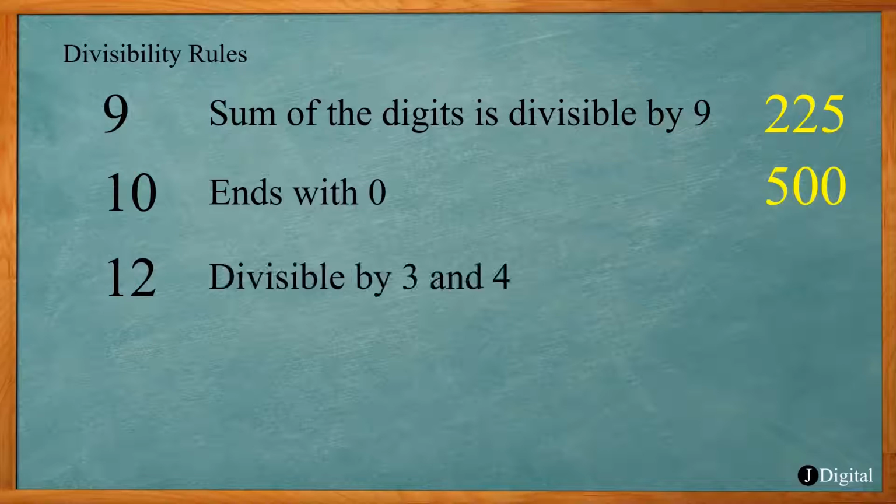If we look at 12, a number is divisible by 12 if it's divisible by 3 and 4. So remember our rule for 3, if the digits add up to a number that's divisible by 3, and divisible by 4 if the last two digits are divisible by 4. So for the number 228, we add the digits together. 2 plus 2 is 4, 4 plus 8 is 12, 12 is divisible by 3. Okay, so that's good. If we look at the last two digits, 28, 28 is divisible by 4. So this number is divisible by 3 and 4, so it's divisible by 12.